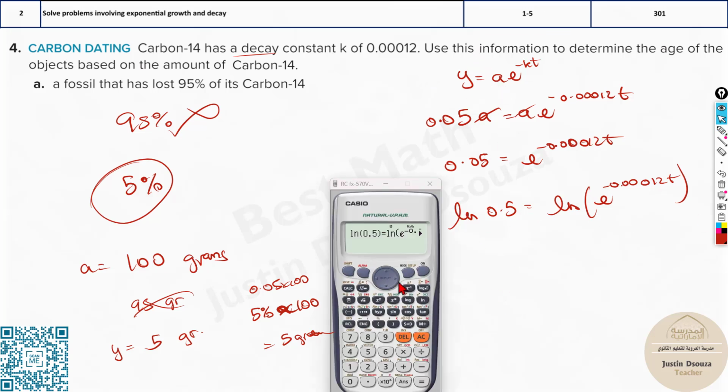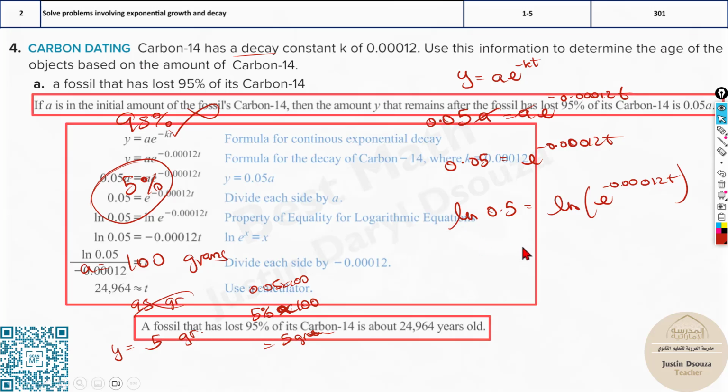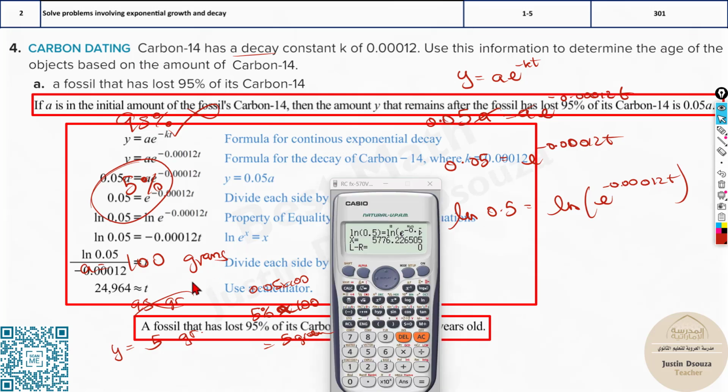I've just substituted over here: natural logarithm 0.5 equals ln e to the power minus 0.00012 alpha x. You can write multiply and then write x, or directly write x, it's fine. It'll be multiplied itself. Shift and solve, not this. Press equal to, you will get the answer. It'll be 5,776 years. So the time taken is, okay, now there is some error which I made over here. I will keep that error because it's a very important error. See, look here. I have taken 0.5 in the question. See, one simple decimal point made the entire question go wrong.